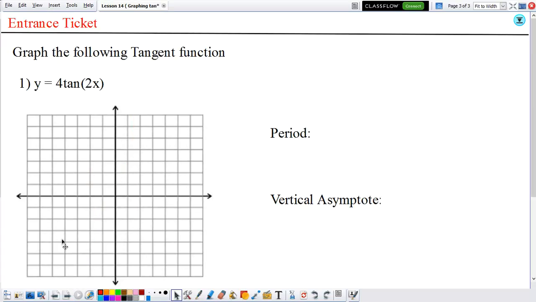So here's your entrance ticket. Try to graph the following tangent function.